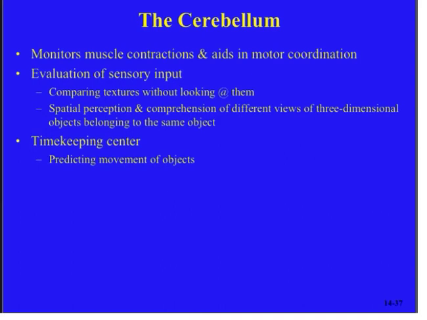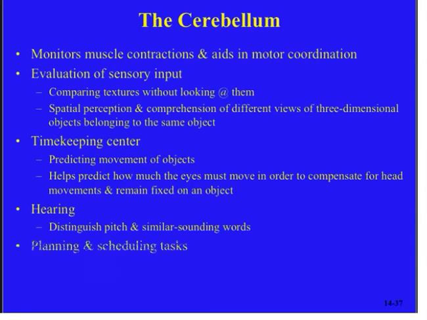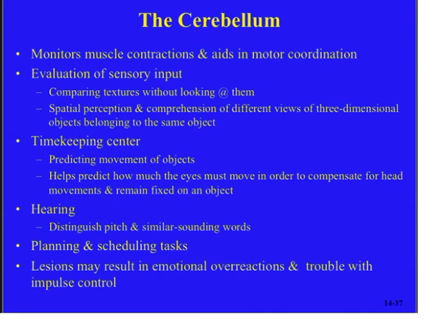For instance, if we see a moving object, it allows us to predict where it'll be in the next few moments. And it helps us predict how much the eyes must move in order to compensate for head movements and remain fixed on an object. So this is, again, part of that gaze reflex. It's involved in hearing. It allows us to distinguish pitch and similar sounding words. It also is involved in planning and scheduling tasks, so it is a timekeeper in many different ways. Lesions in the cerebellum can also result in emotional overreactions and trouble with impulse control.